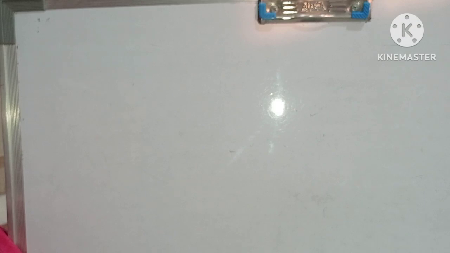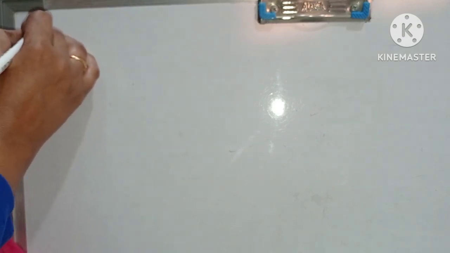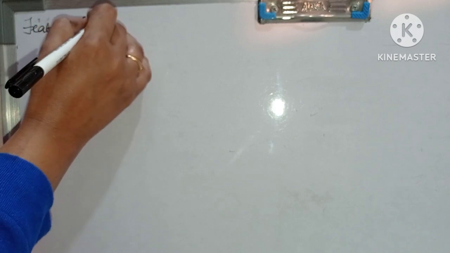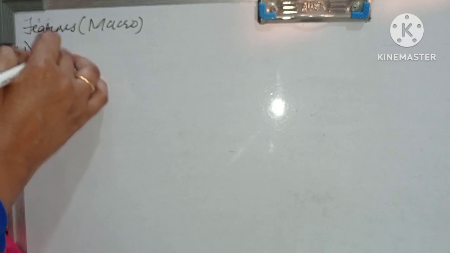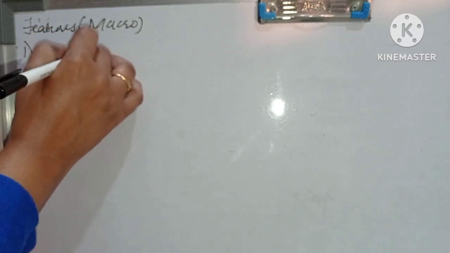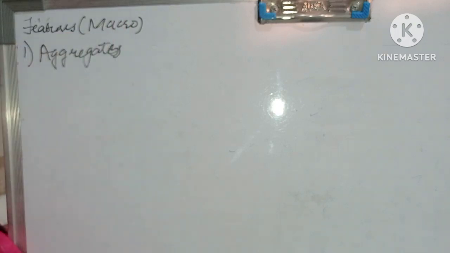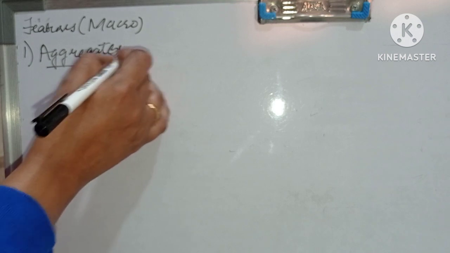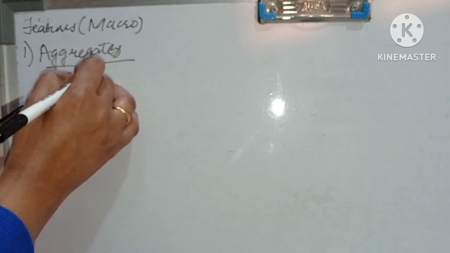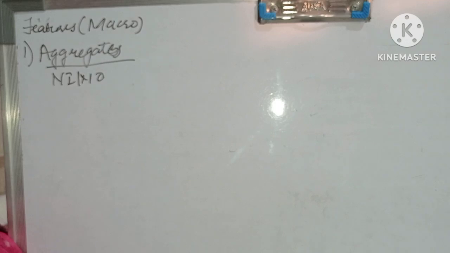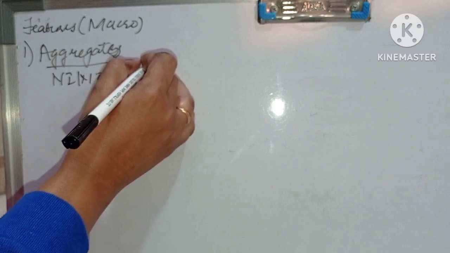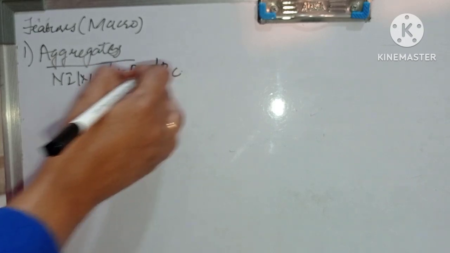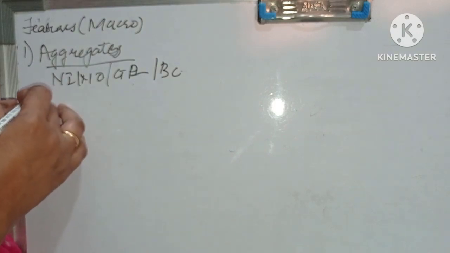Okay, students, now let's move to the features of macroeconomics. Features of macroeconomics. First, study of aggregates. Macroeconomics deals with the study of the economy as a whole. It is concerned with aggregate concepts such as national income, national output, general price level, business cycles. So it deals with the total study.